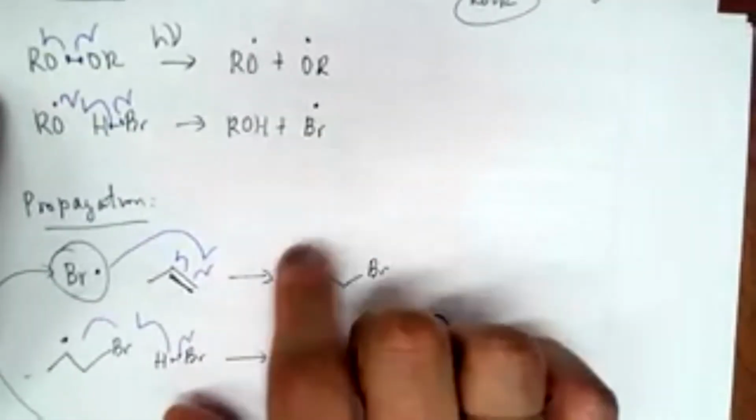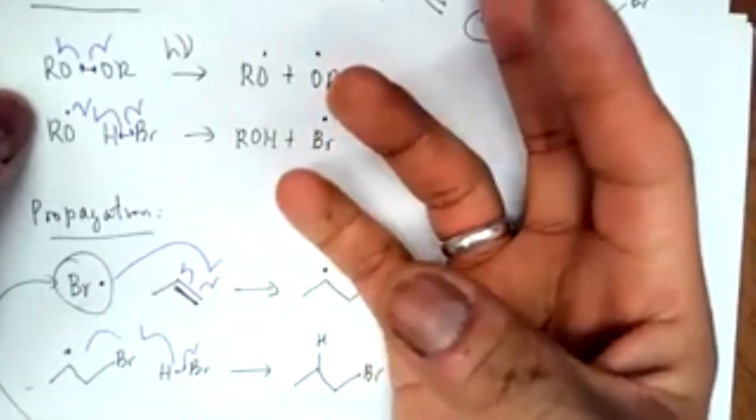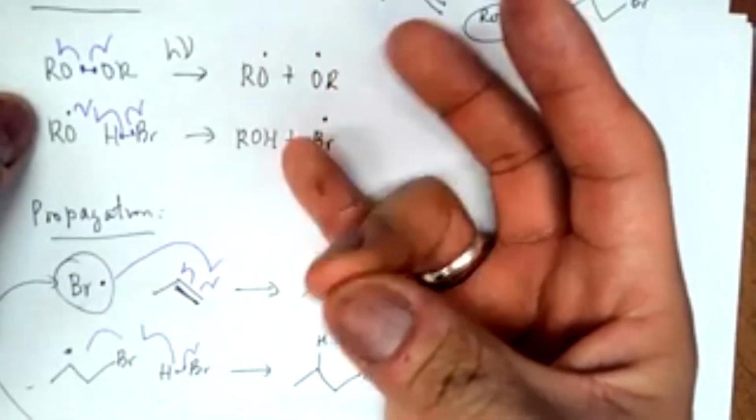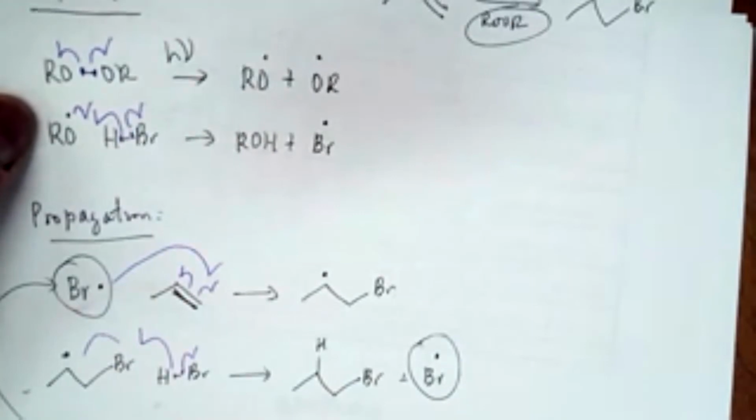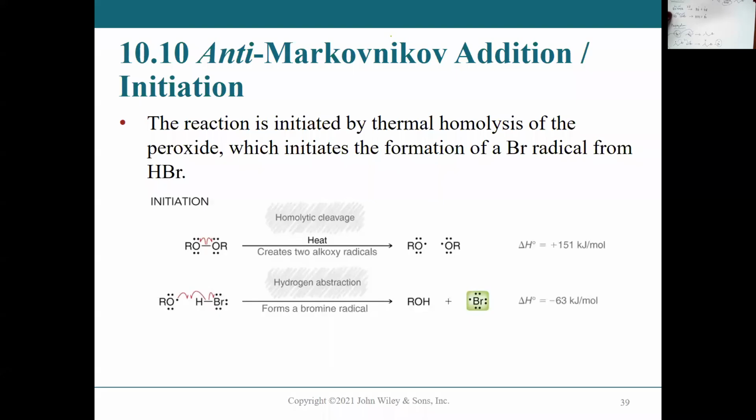Do we have to know this mechanism? Yeah, please. Remember this mechanism, the halogenation mechanism, the allylic bromination mechanism, and this HBr peroxide mechanism. We also have one more, which is the polymerization that's coming in a minute. Okay, so this one is the reactions, the initiation.